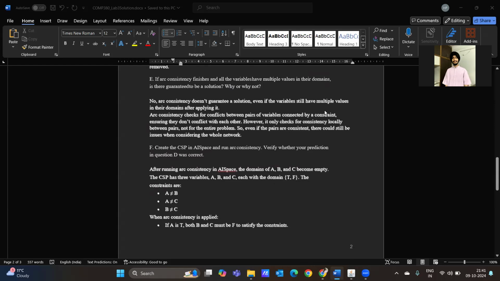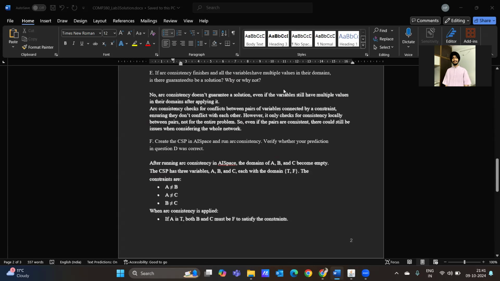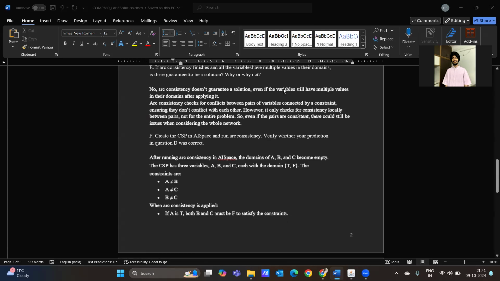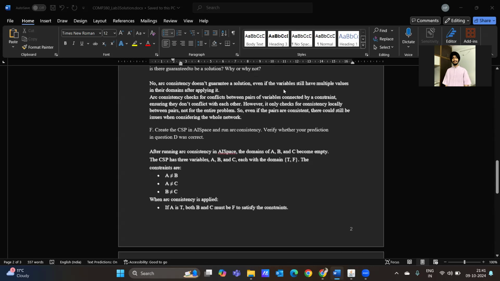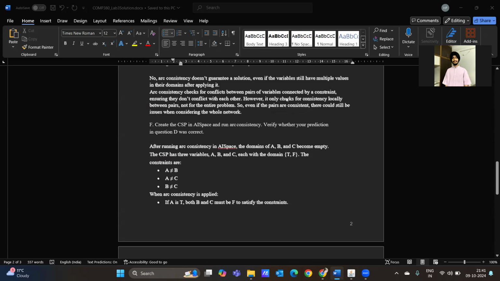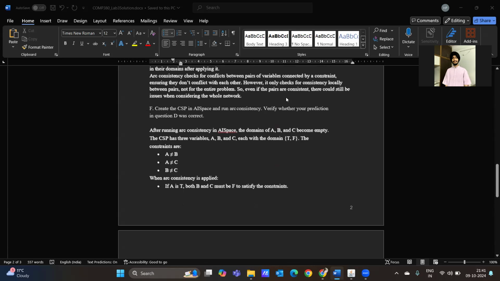Let's move to the E part. If arc consistency finishes and all the variables have multiple values in their domains, is there a guarantee of a solution? Why not? The answer is no. Arc consistency doesn't guarantee a solution, even if the variables have multiple values in their domains after applying it. It only checks the conflicts between pairs of variables connected by a constraint, ensuring they don't conflict with each other.